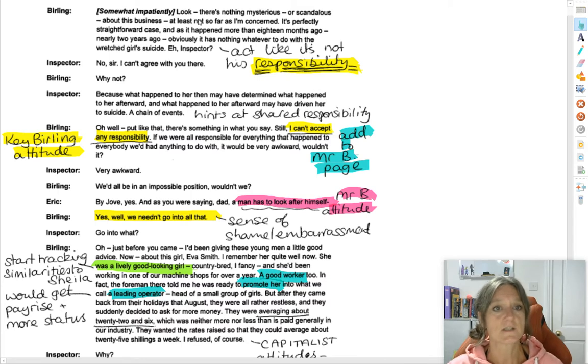He's impatient still. "Look, there's nothing mysterious or scandalous about this business, not as far as I'm concerned. It's perfectly straightforward. It happened more than 18 months ago, nearly 2 years ago. Obviously, it has nothing whatever to do with the wretched girl's suicide, Inspector?" So he's still trying to be quite chummy with the inspector. And the inspector says, "No, sir, I can't agree with you here."